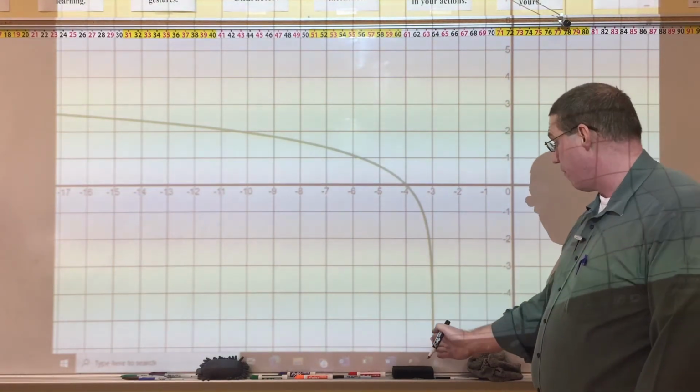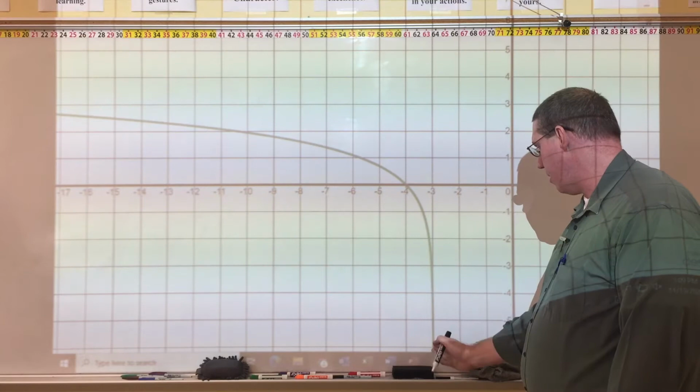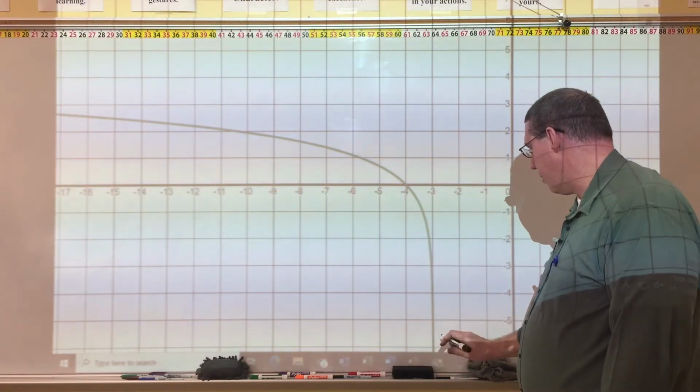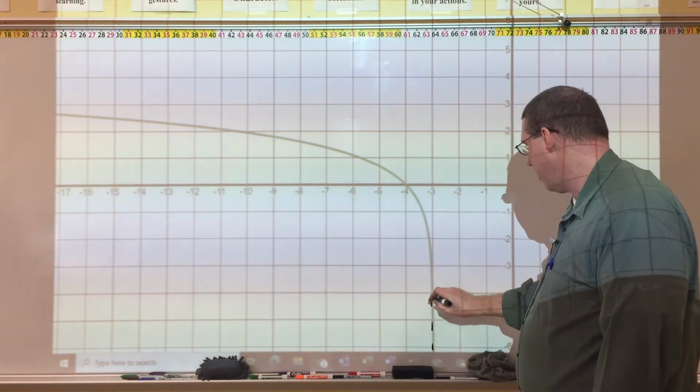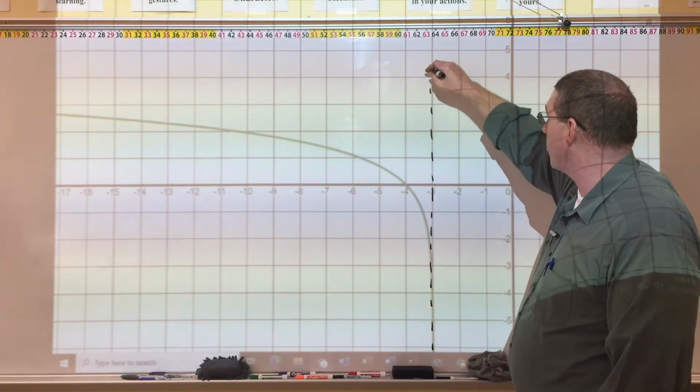All right, so like I said, the first thing I like to do with these is draw in the asymptote. Okay, so it goes vertical right here. You can see it goes very steep, practically a straight line right here. So that must be where my vertical asymptote is. I'm drawing my vertical asymptote right here.